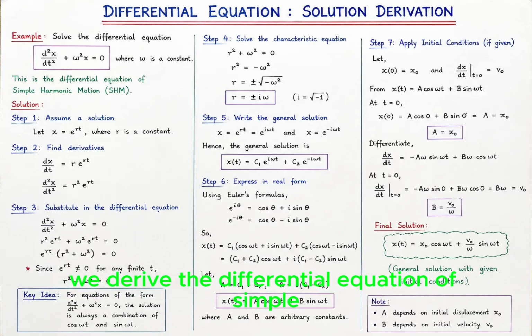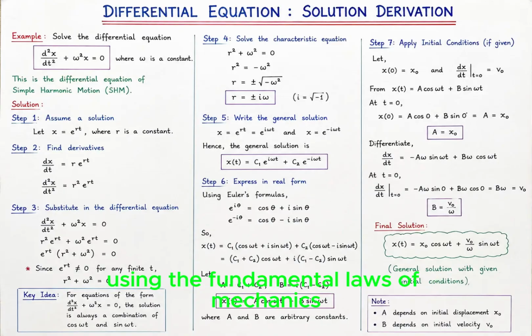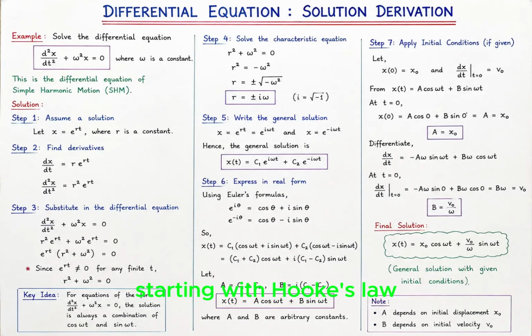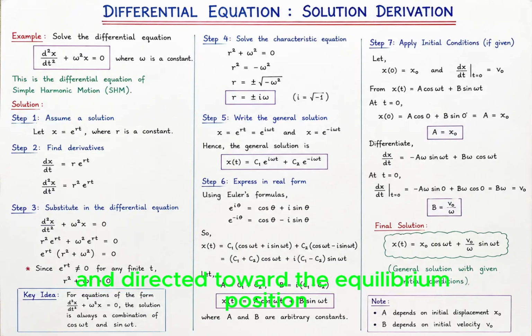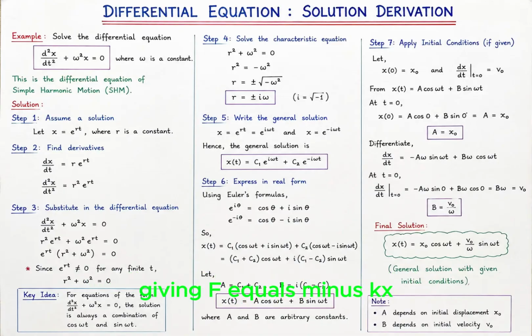YouTube summary paragraph, differential equation derivation of SHO. In this section, we derive the differential equation of simple harmonic oscillation, SHO, using the fundamental laws of mechanics. Starting with Hooke's law, the restoring force acting on a displaced particle is proportional to its displacement and directed toward the equilibrium position, giving F equals minus kx.